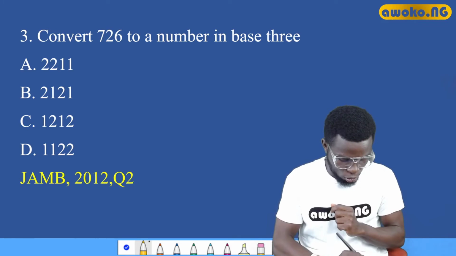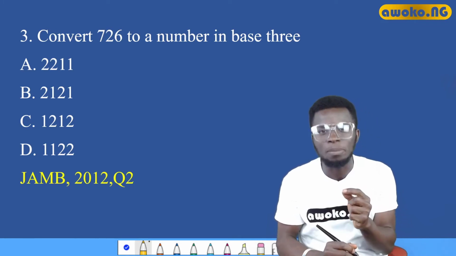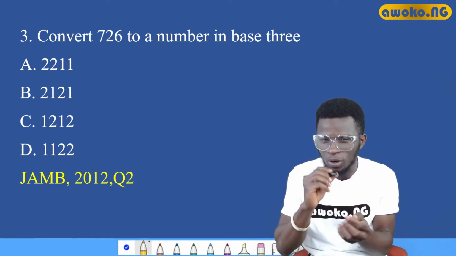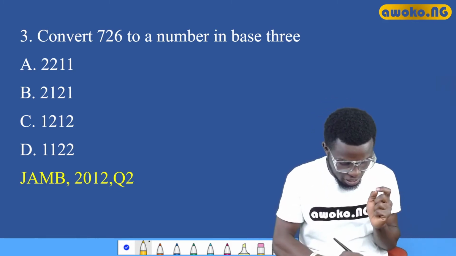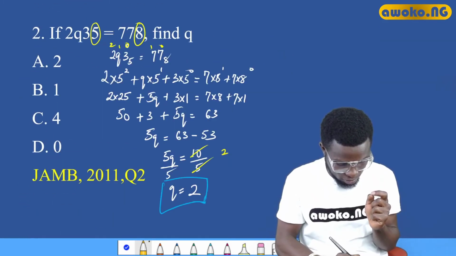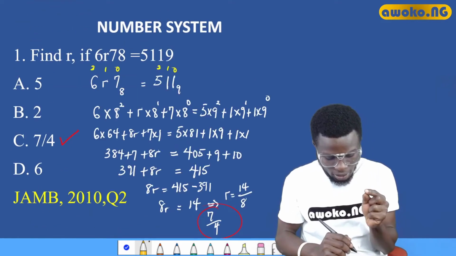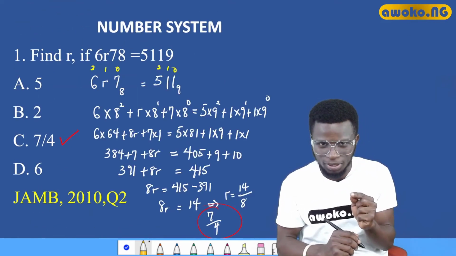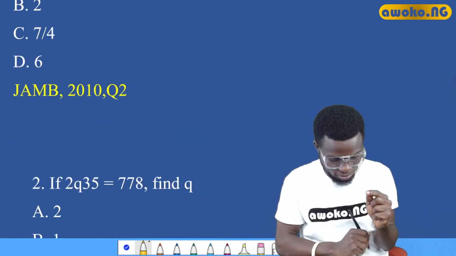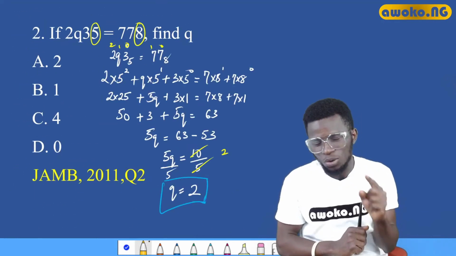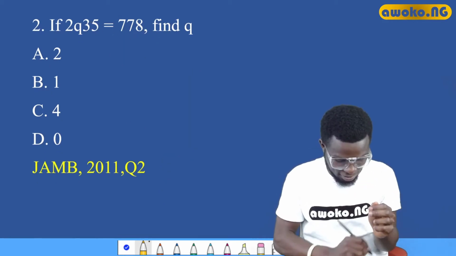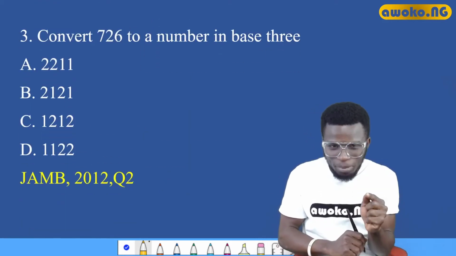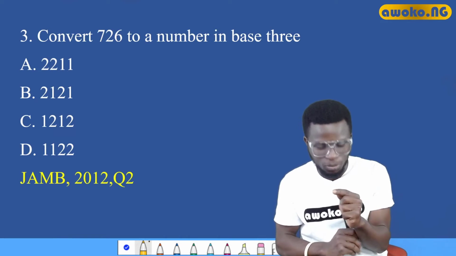There's one thing I want you to note. It is not just about solving questions. You have to understand the pattern of the question. Now, the 3 years we have considered, let us see. JAMB 2010 question 2. Is that okay? The next question, JAMB 2011 question 2. I'm sure you're seeing the pattern and the sequence. The third question, JAMB 2012 question 2.